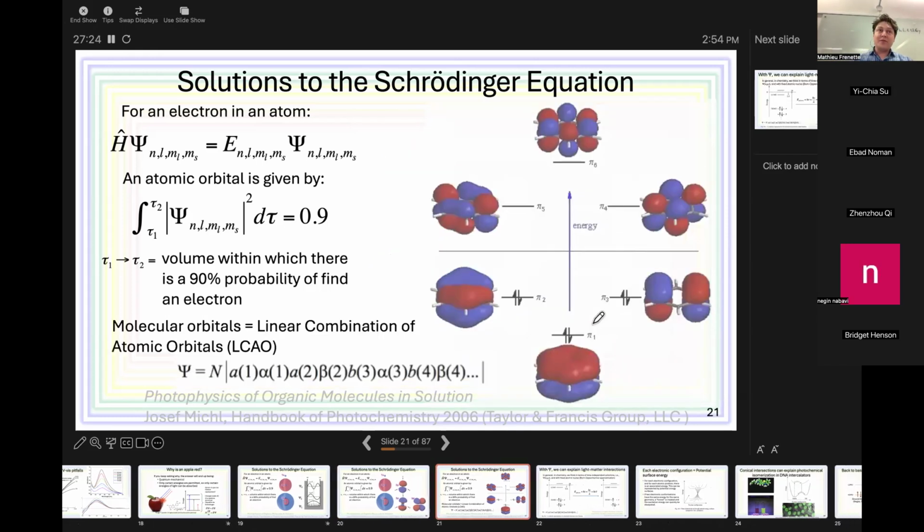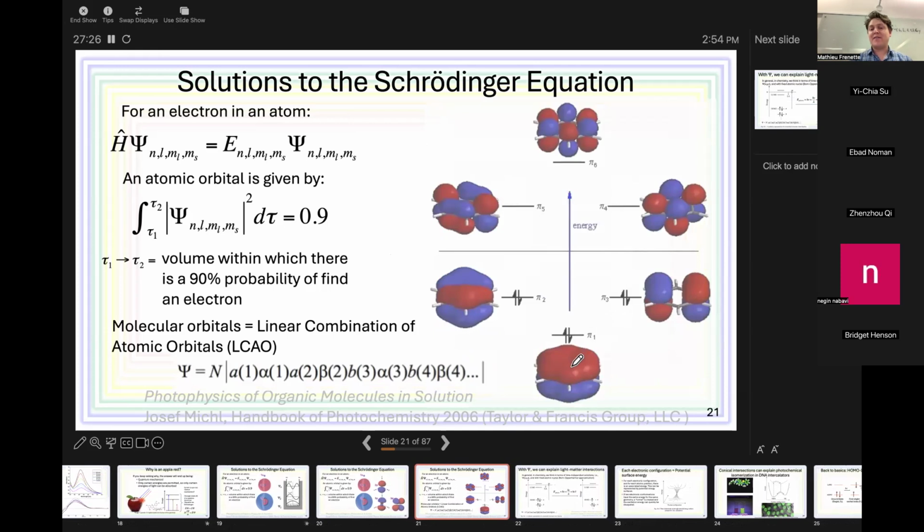Then you combine them together and you make molecules. When you have benzene, you have a bunch of p orbitals that interact either in phase, that's lower energy, or out of phase, that's higher energy. So anytime you combine orbitals, you can make something good, but you always make something worse.